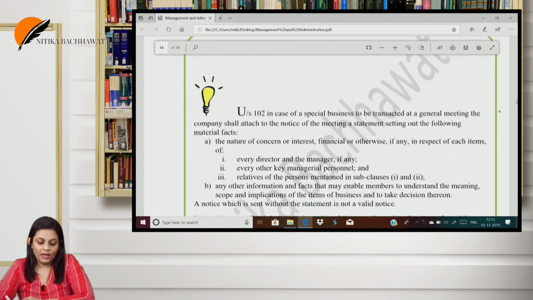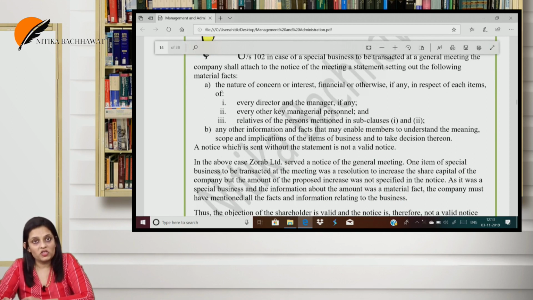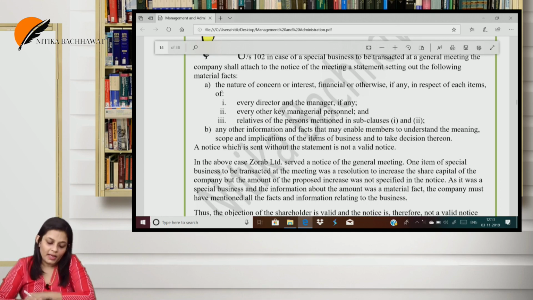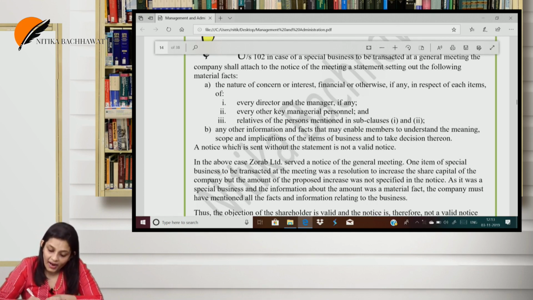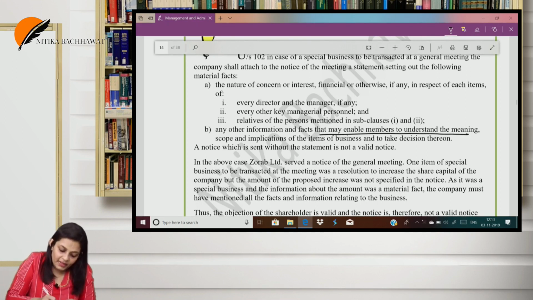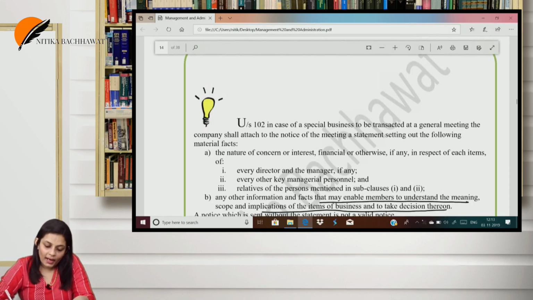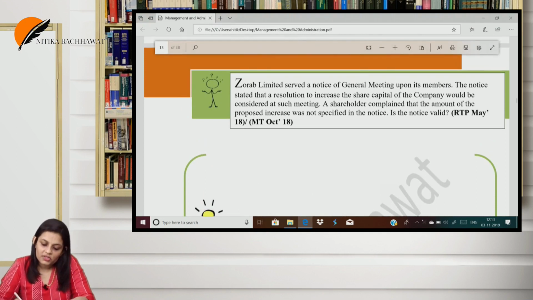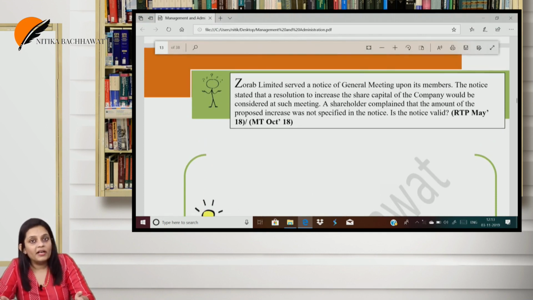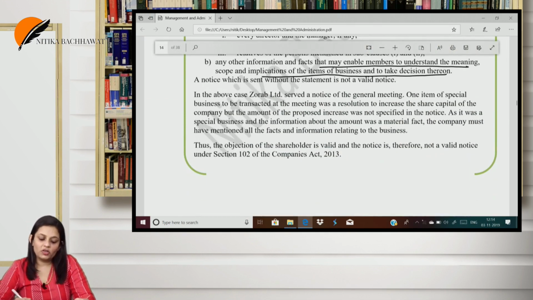Is the notice valid? Section 102 says that in case of special business, along with the notice, a statement has to be given, and this statement must give all the information and facts that may enable a member to understand the meaning, scope and implication of the items of the business and to take a decision. In this case, they had told that the company had given a notice to increase the share capital, but how much, why, nothing was given. So, can we say the notice is not valid? Yes.